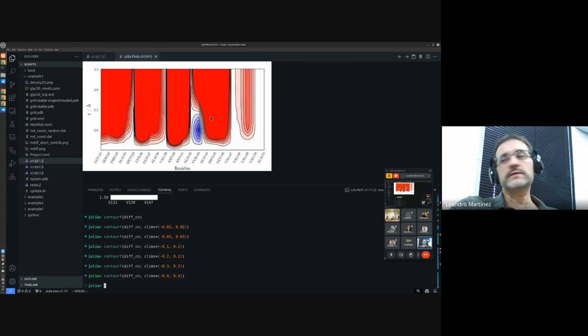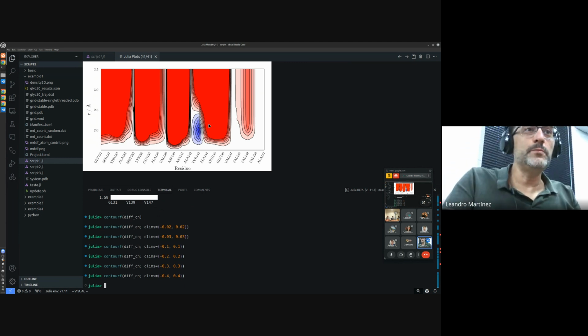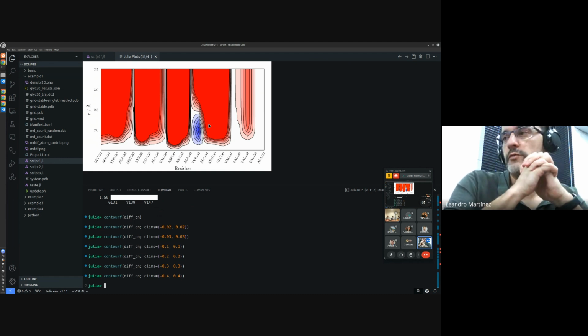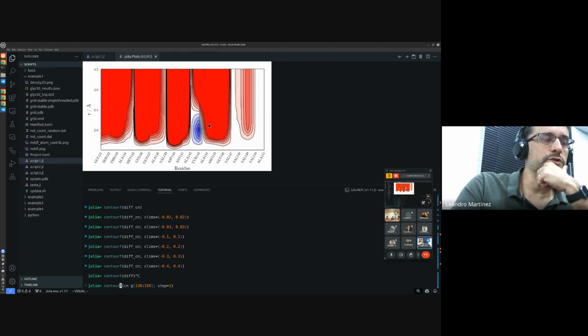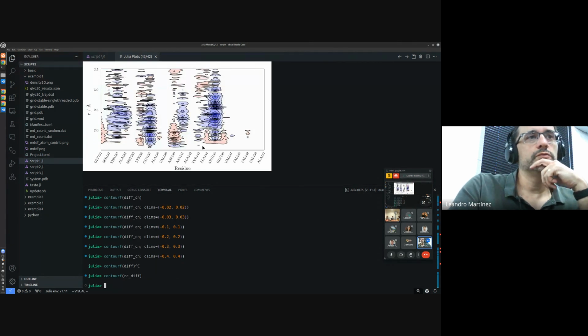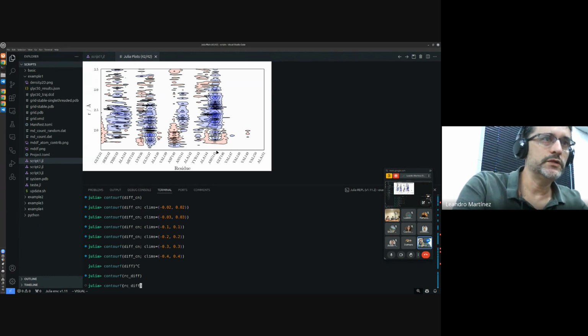But with this color scale, we can see that around tyrosine 143, in fact, there is a greater number of glycerol molecules than water molecules. And this is associated with the much greater affinity of glycerol to this tyrosine residue that we could see in the other plot.